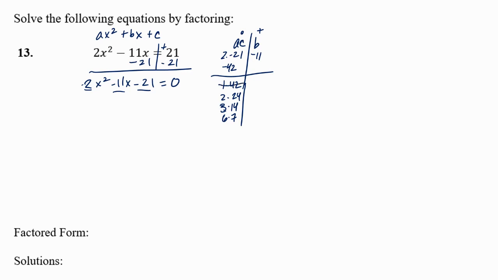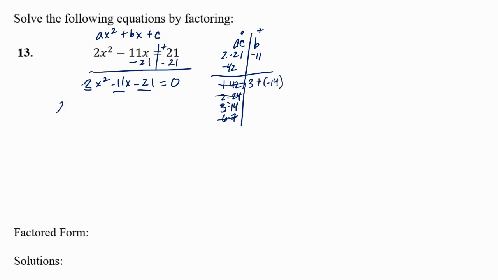1 and 42 can never give me 11. 2 and 24 are too far apart. 3 and 14 might. 6 and 7 would not either. So 3 and 14 are probably going to be our numbers. However, we need a negative product and a negative sum. So that tells me the bigger number should be negative. So 3 times negative 14 gives me negative 42. 3 plus negative 14 gives me a negative 11.